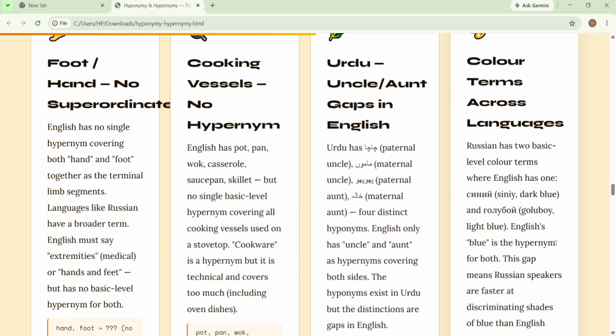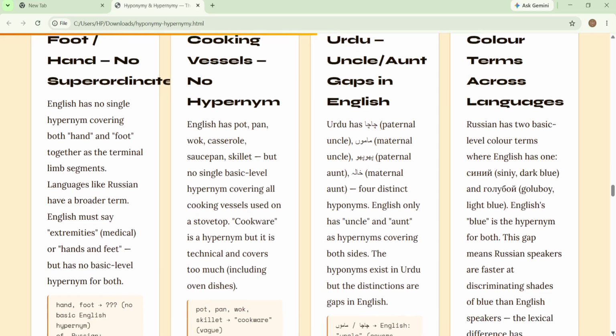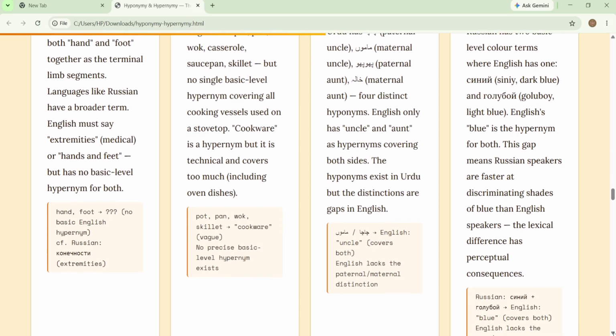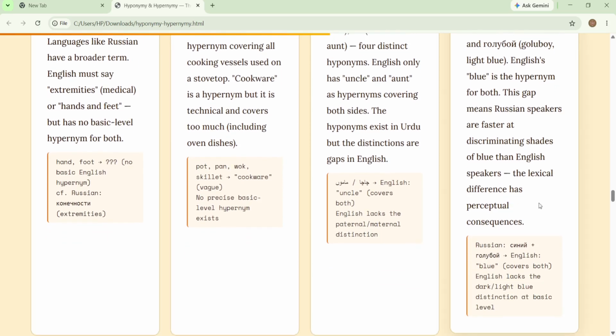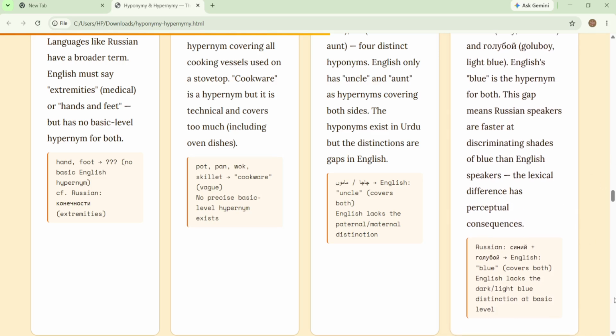So, color terms across languages: Russian has two basic-level color terms where English has one. Written in Russian, we're taking dark blue, синий, and light blue, голубой. English blue is a hyponym for both. This gap means Russian speakers are faster at discriminating shades of blue than English speakers. The lexical differences have perceptual consequences. So this shows that these are available in Russian but not in English.